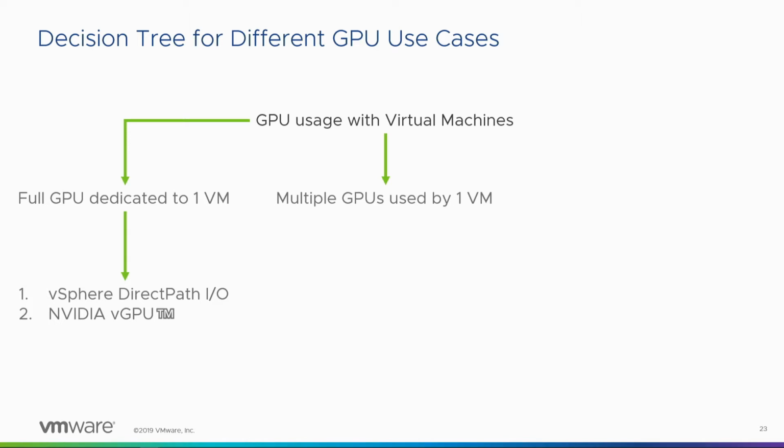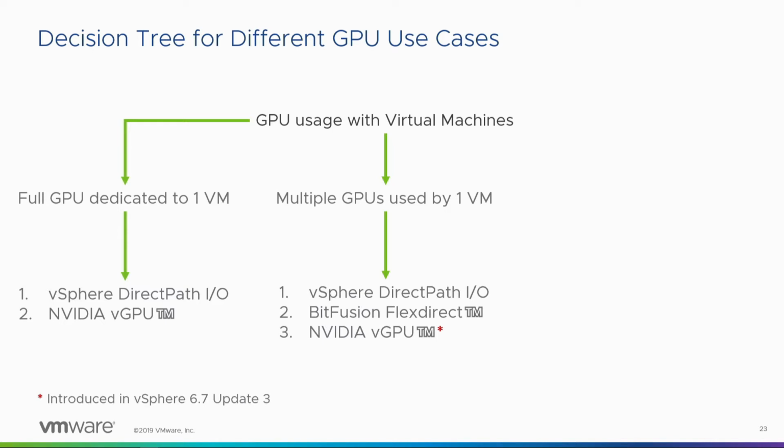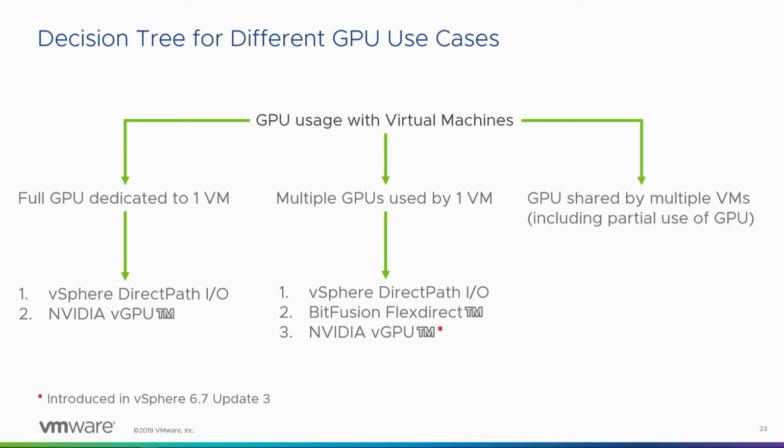We can also have, if your data scientist, for example, needs a lot of processing power, multiple GPU devices assigned to one single VM. And we can do that with direct path I/O again, with BitFusion, FlexDirect, and NVIDIA vGPU. Now the last option is basically what we did with compute resources as well, right, with ESXi. Carve up memory and CPU resources and divide them over multiple VMs. We can do the same thing with GPUs, with integration with FlexDirect again and with NVIDIA vGPU.